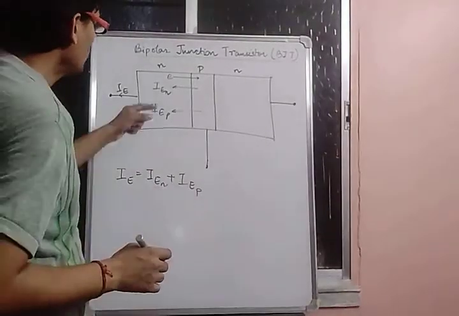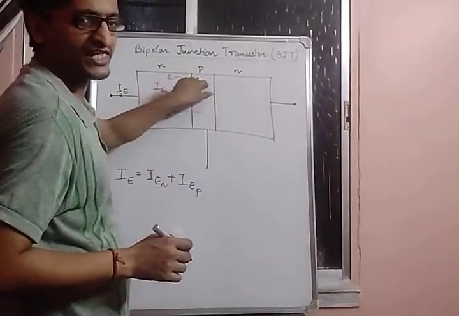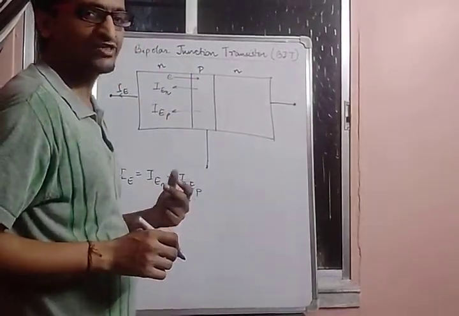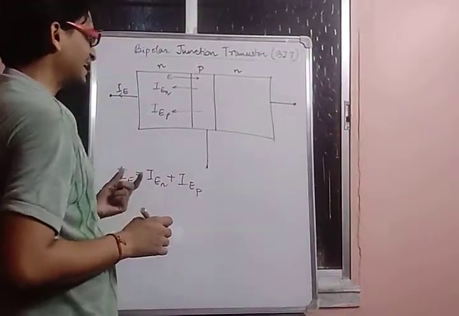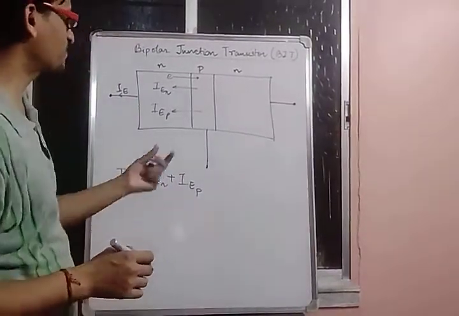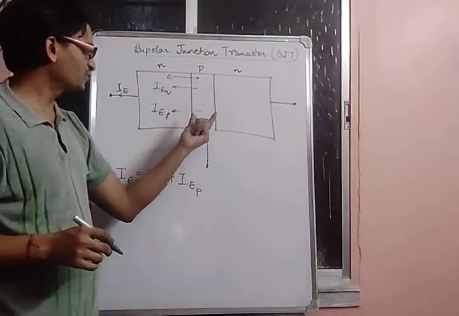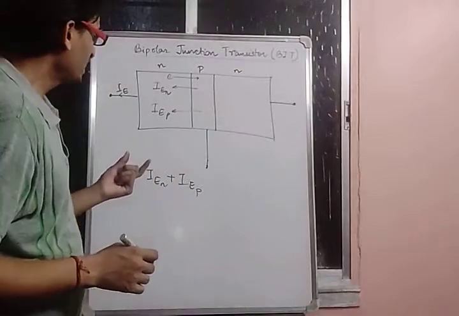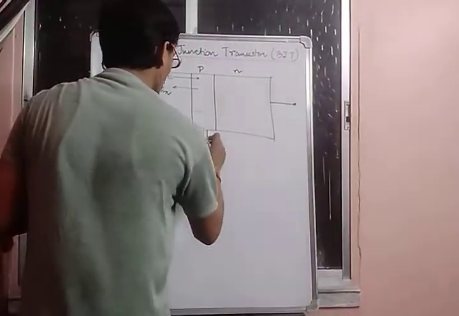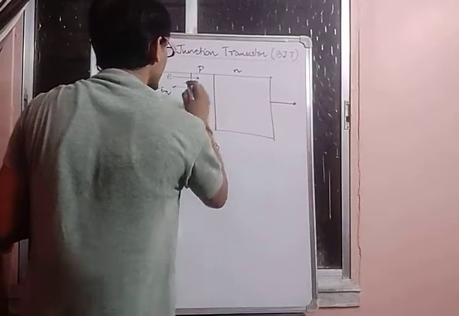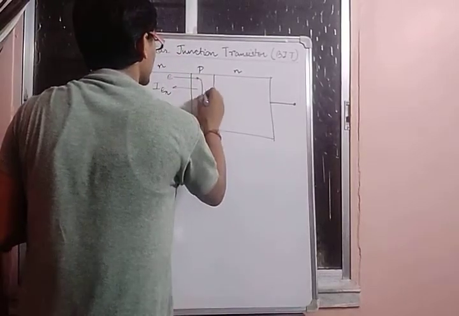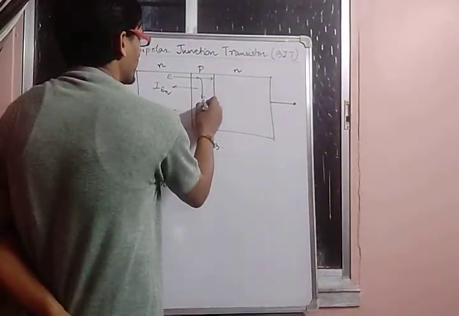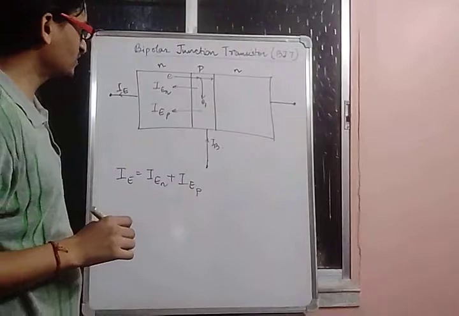Now the electrons which are injected to this P region, some of the electrons will get lost due to recombination with the holes present in the P region. So let me represent that component by E1. Say suppose E1 number of electrons is getting lost.